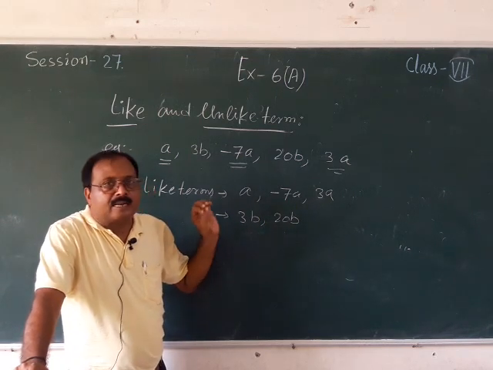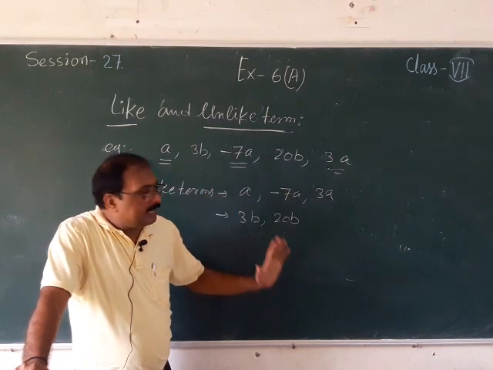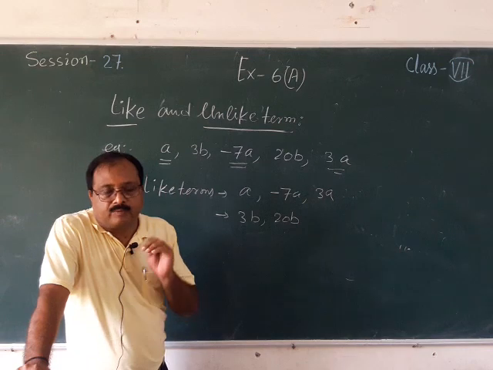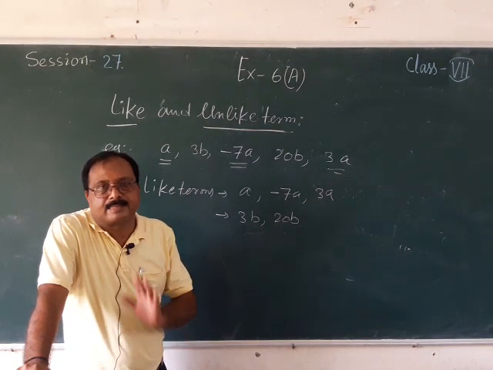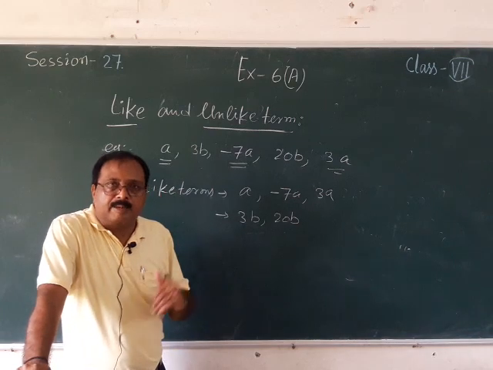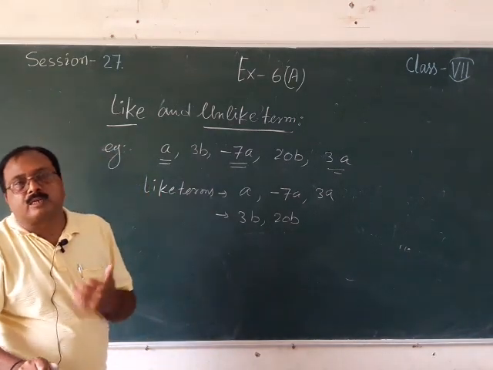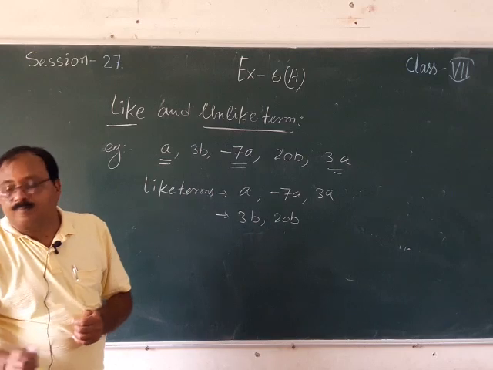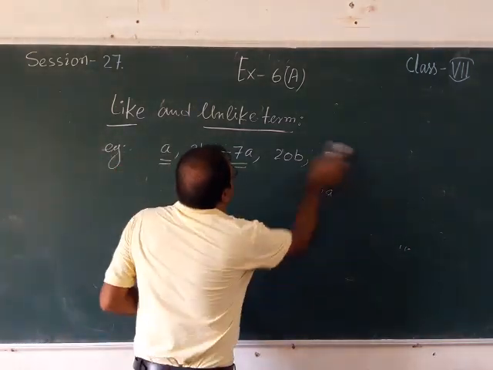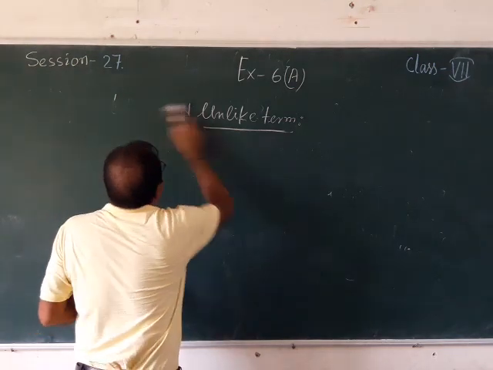Okay, so like and unlike. Like means they should have the same variable. If any algebraic terms have the same variable, they are known as like terms, and if the algebraic expressions contain different types of variables, then they are unlike terms. So let us go to question number 4 for a clearer understanding.